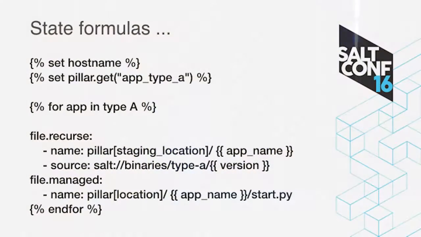So kind of an example of how we render that template. This is a short example of what one of our application deployment templates looks like. We go through, we grab some hostname information, we grab some pillar data for that particular application, and then we loop over how many instances of that particular app suite we want on this one particular server. We can then tell it, stage here, actually get them from here, and add these little start scripts and so on and so forth.